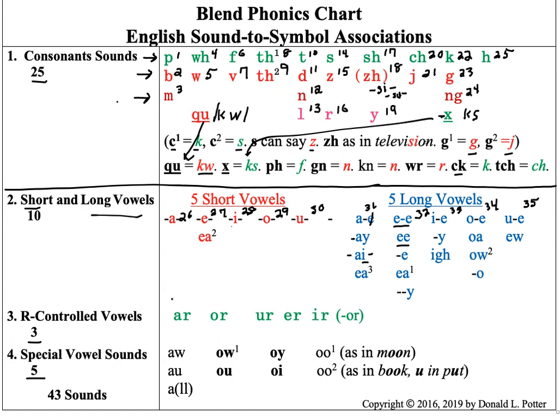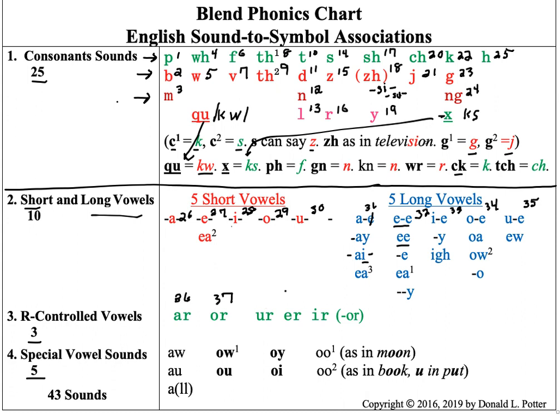Now, sound 36. Now we have three R controlled vowels. So 36 is the R of car. Car, R. 37 is or as in fork. And be careful that the littler kids don't say ork. Try to put the R on the end. You just have to tell them or, fork, or.